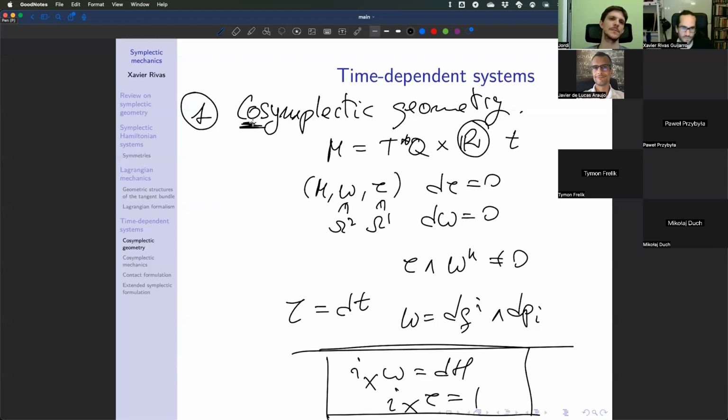Yeah, it is for sure not a duality. Symplectic geometry is always even dimensional. Cosymplectic geometry is always odd dimensional. And we can say maybe a thing or two about contact.